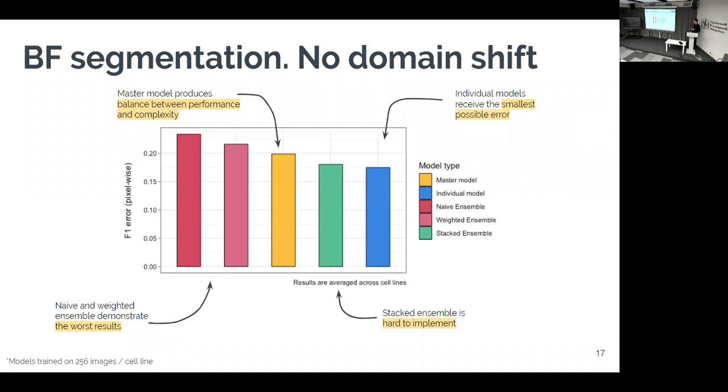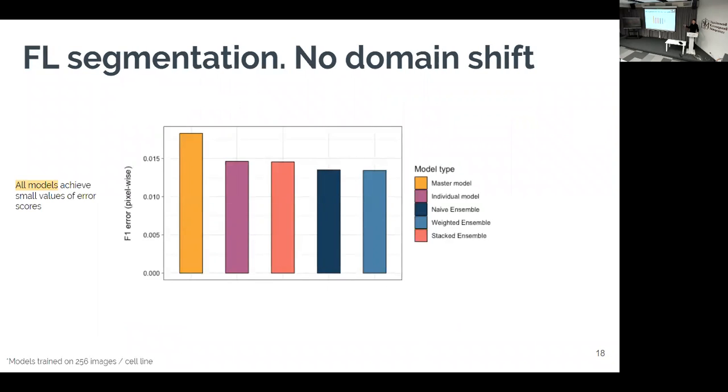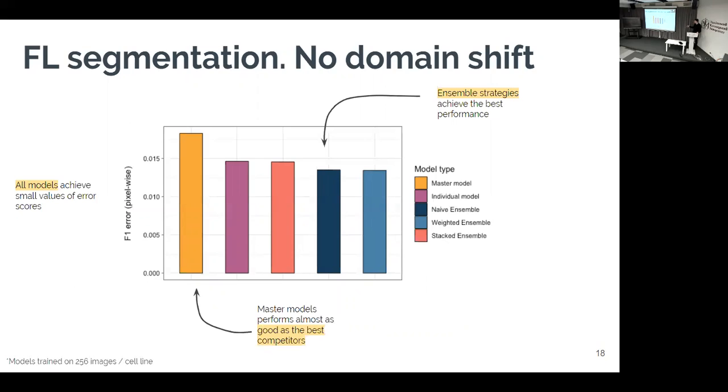And the master model produces balance between performance and complexity. It's relatively easy to implement. You just give a bunch of data to the model from different cell lines, and it combines the knowledge about those cell lines. So for fluorescence, the results are the next. All models achieve really small values of F1 error scores. Ensemble strategies achieve the best performance here, but master model performs almost as good as the best competitors, but is much, much easier. So the difference between the performance of master model and the ensemble strategies is not that significant.